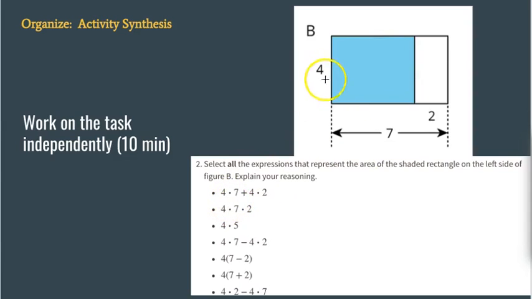Okay, so this one's saying 4 times the 7 plus 4 times 2. That 4 times 2 does give you the area here, but 4 times 7 gives you the entire area. That doesn't give you the blue area. So we wouldn't want to add those together, so that doesn't work. What about here? 4 times 7 times 2. Yeah, that doesn't work. That's that common problem that we run into, is that we just see a bunch of numbers and we just start multiplying because that's what we do for area. That's not always the case.